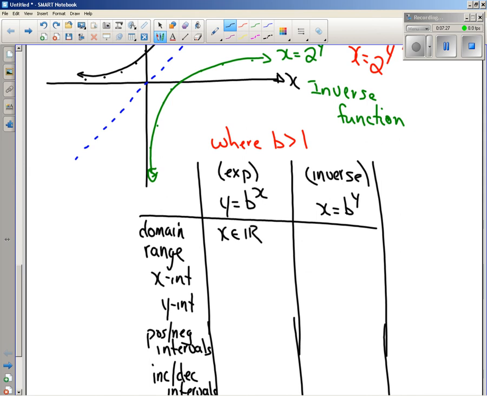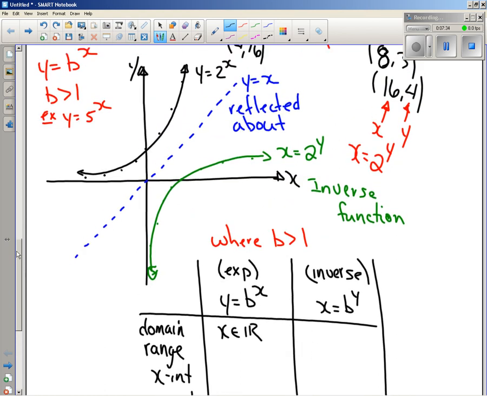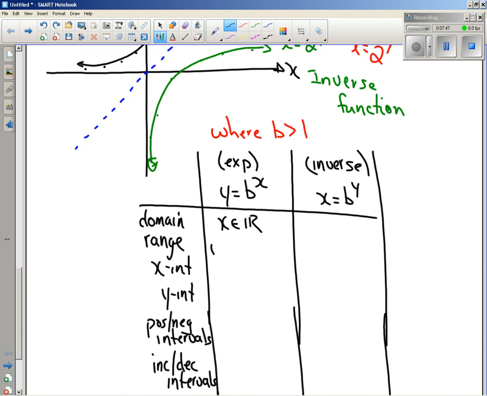There's no restriction. We can have a negative exponent. We can have a very positive exponent. How about the range for our exponentials in our black line here? What's our range? Y is in the reals. Are there any restrictions there? Y greater than 0. Okay, we can have a fraction that's very close to 0, but it's not ever going to actually be 0. So we can say y is going to be greater than 0.